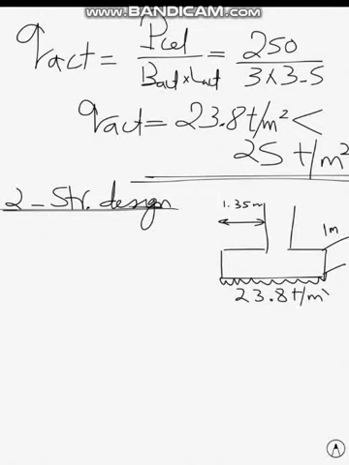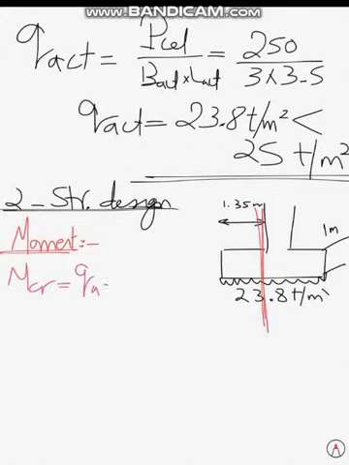First of all, I need to determine the moment. There is a critical section where we can calculate this value. It is on the edge of the column, this position. So if I wish to calculate the critical moment, it will be Q actual multiplied by x squared over 2, and for Q actual you have its value 23.8, and x we also have its value 1.35.